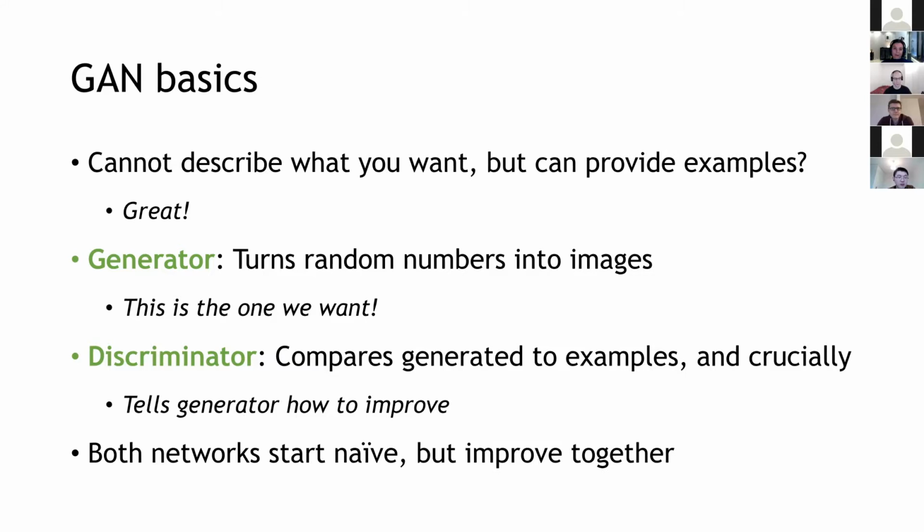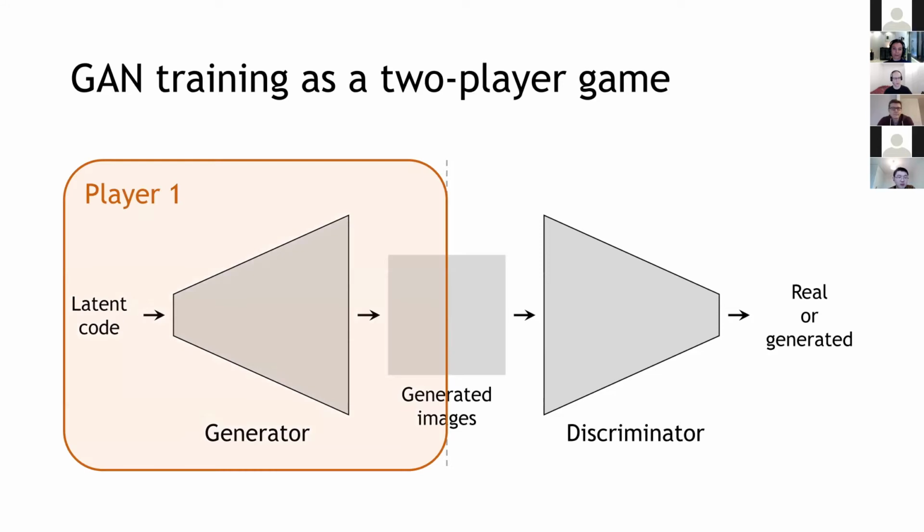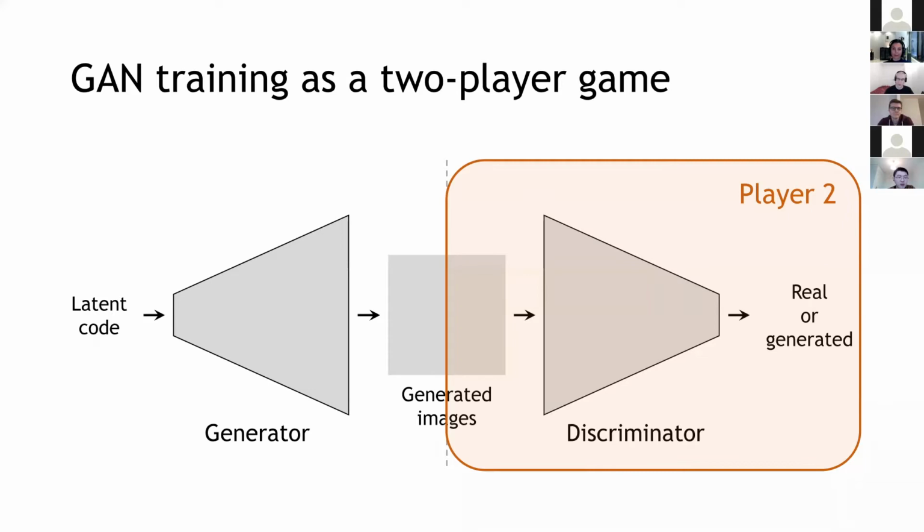Both networks are initialized randomly, so at the beginning they don't really know what they should be doing, but as the training goes by, they will help each other improve. So we essentially have a two-player game. Player one is the generator, G, and player two is the discriminator, D. We train these in an alternating fashion.